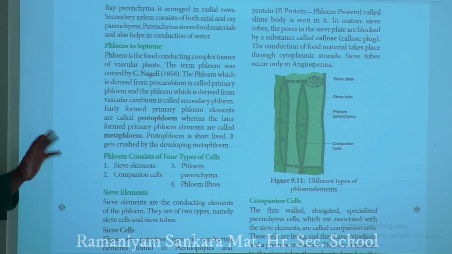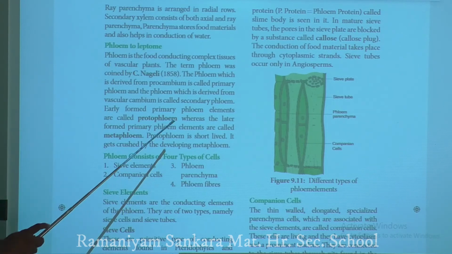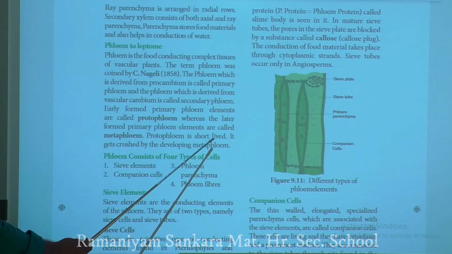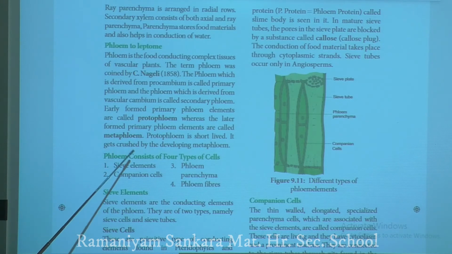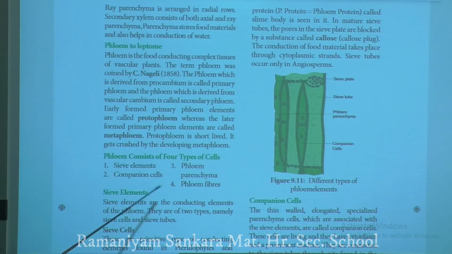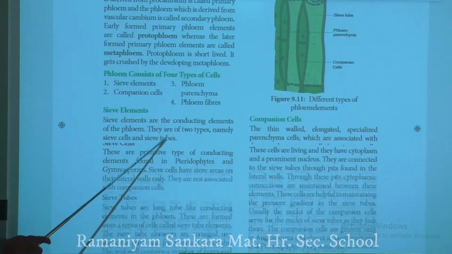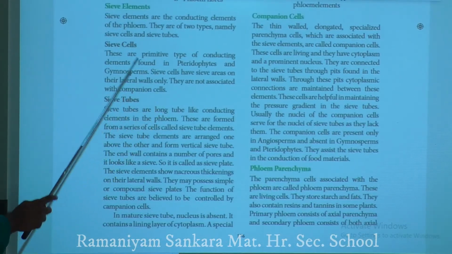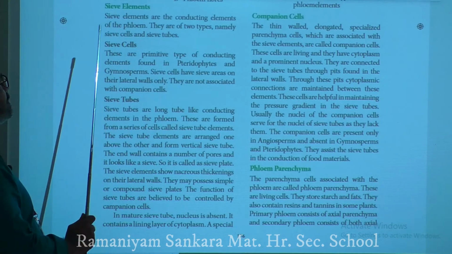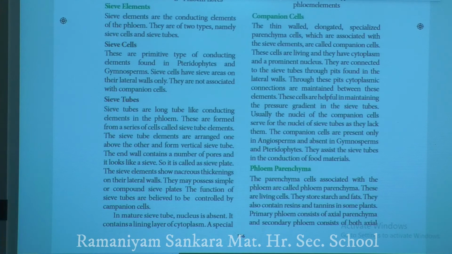Xylem is also the same like that. Whereas the later formed primary phloem elements are called metaphloem. Protophloem is short-lived; it gets crushed by the developing metaphloem. Phloem consists of four types of cells: sieve elements, companion cells, phloem parenchyma and phloem fibers. First one, sieve elements. They are the conducting elements of the phloem. There are two types: sieve cells and sieve tubes.